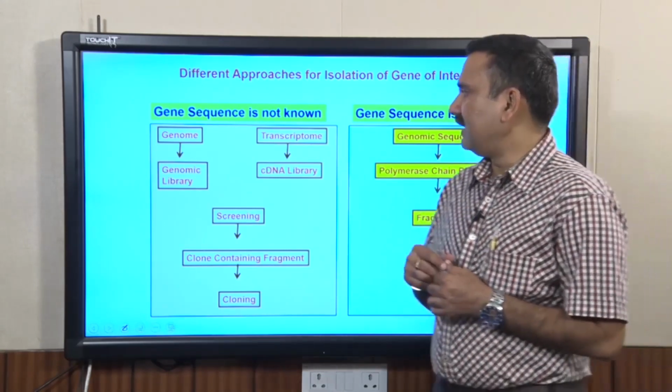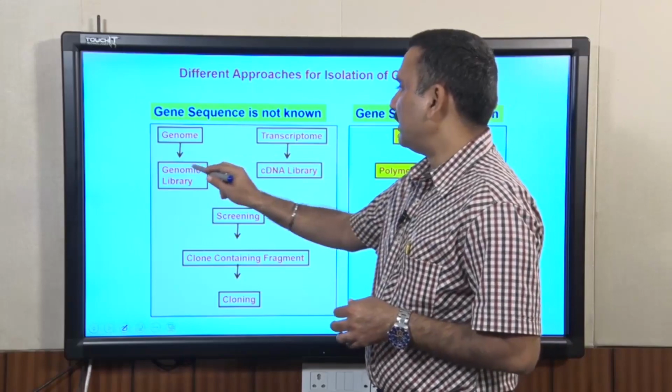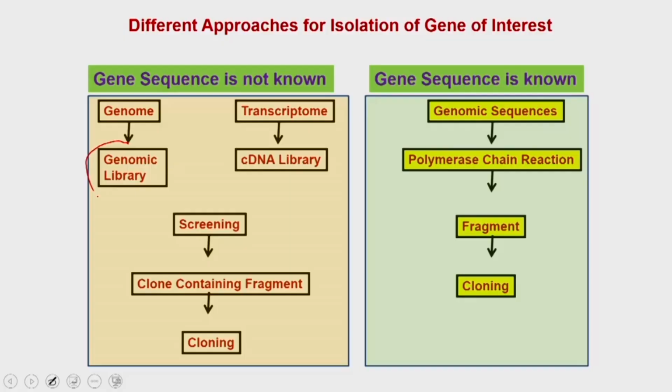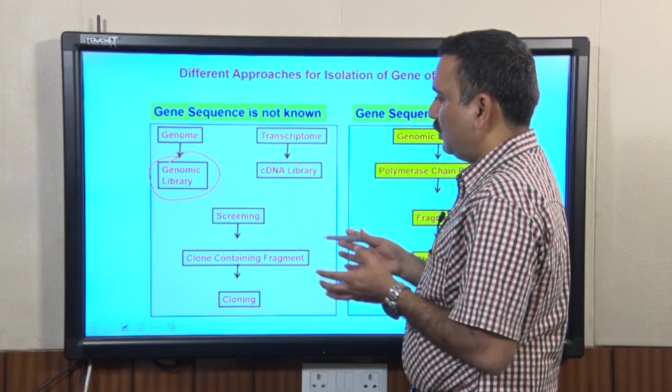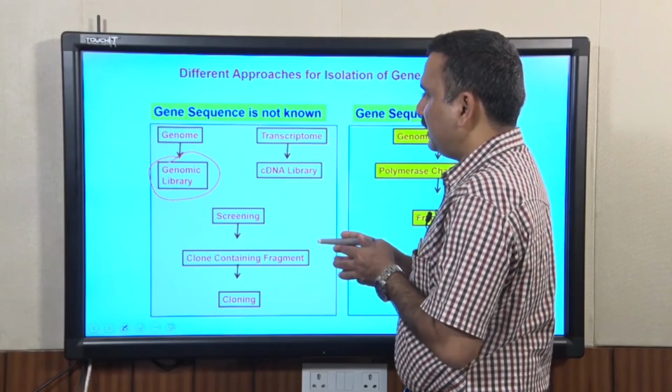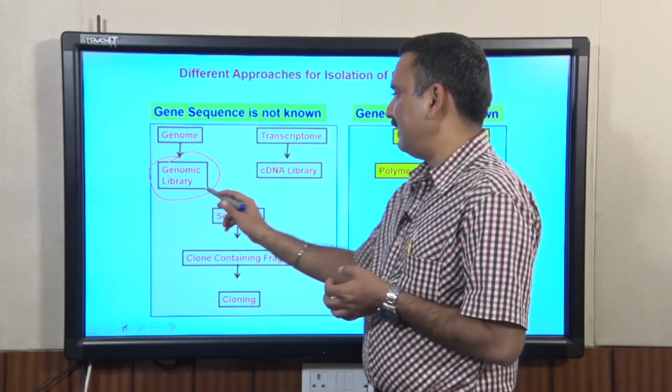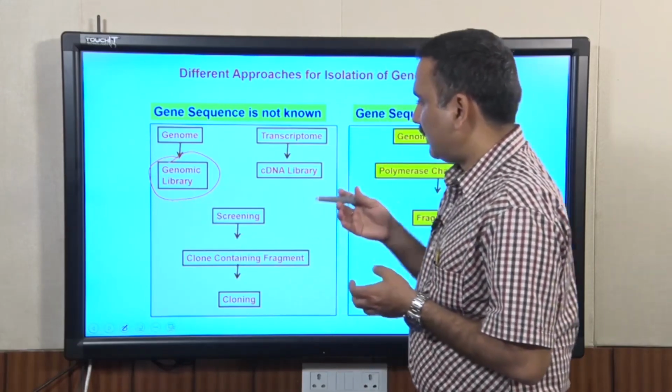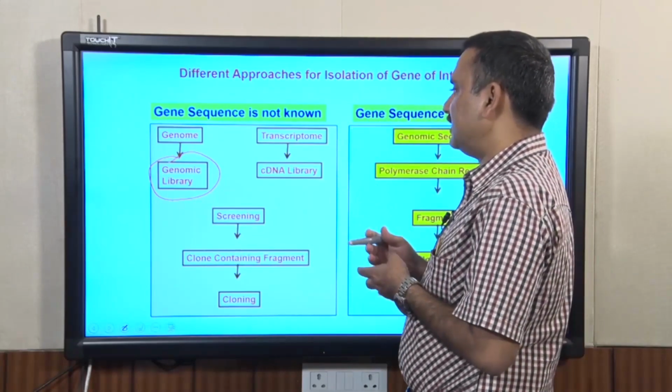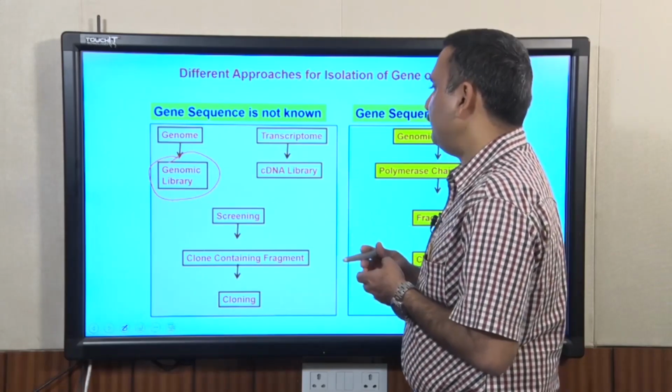We discussed how to prepare the genomic library. Within the genomic library, we discussed how to isolate the genomic DNA, then how to digest the genomic DNA to a suitable size fragment, and then how to clone these fragments into different vectors, and what is the carrying capacity of different vectors, and so on.